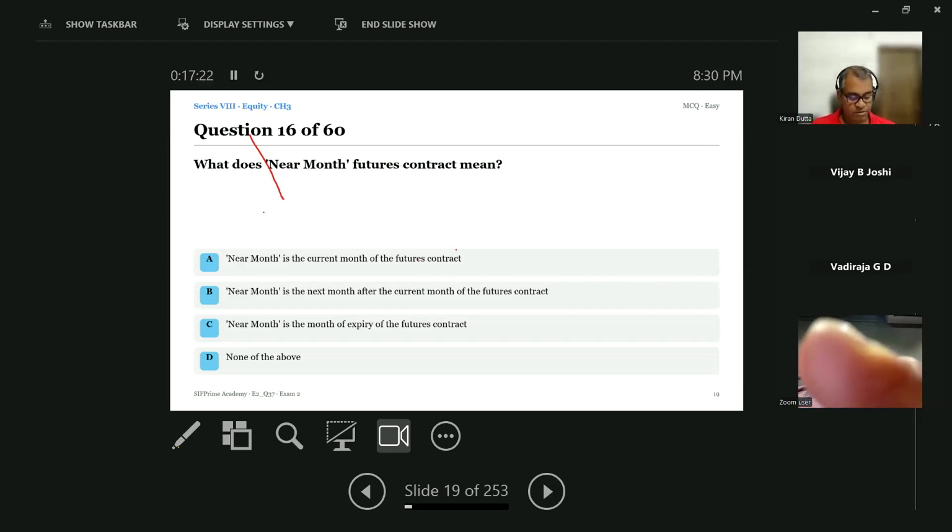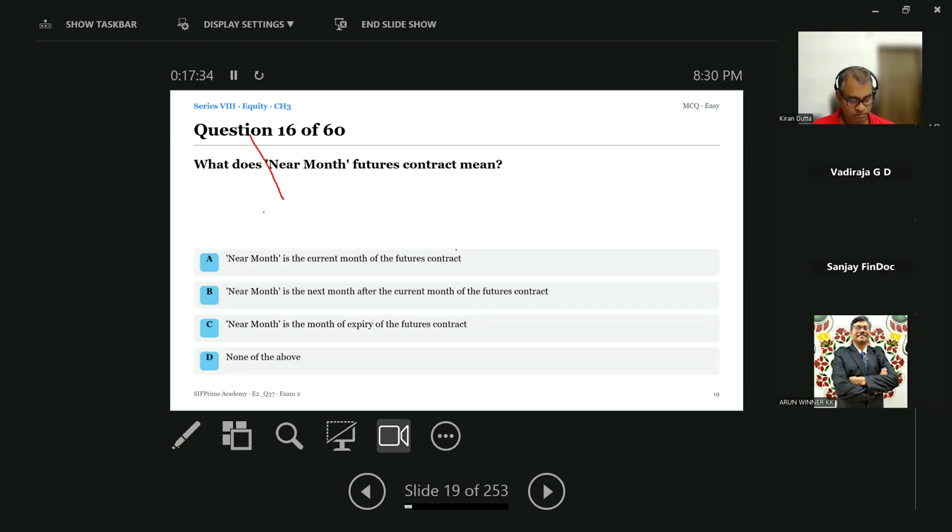Actually, near month is 6 months only. Current month is just this month. Next month is the next month. No, we have three contracts: near, next, and far. Far month is the third month. Yeah, that's what I understand. Near is this month, current.